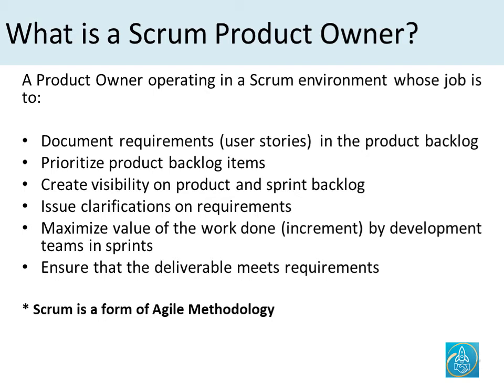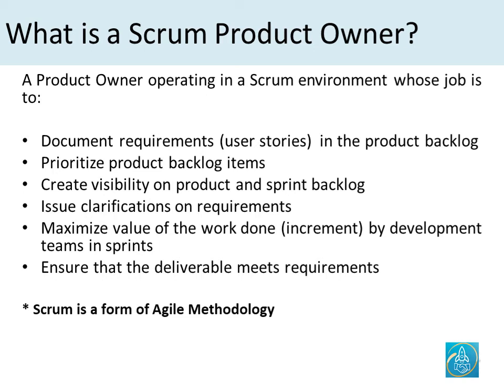So a Scrum product owner would be documenting requirements in the form of user stories, and making sure that everything is documented and listed in the product backlog in the form of items, and then making sure that the product backlog items are properly prioritized so things can be picked up by the development team and then moved into the sprint backlog.